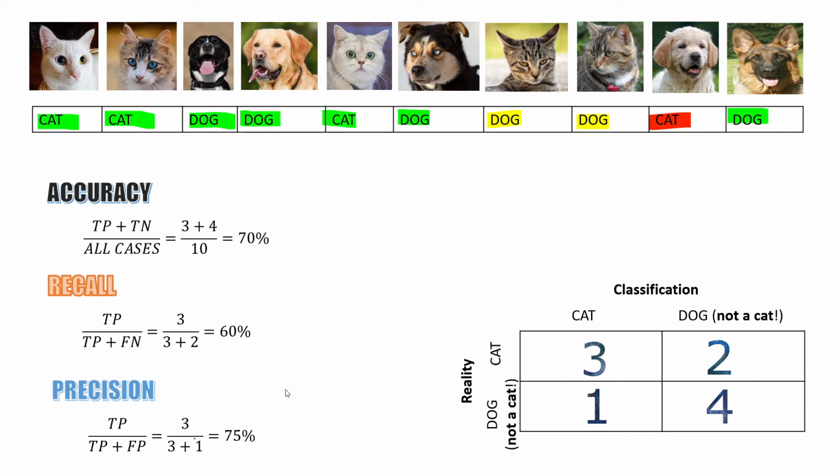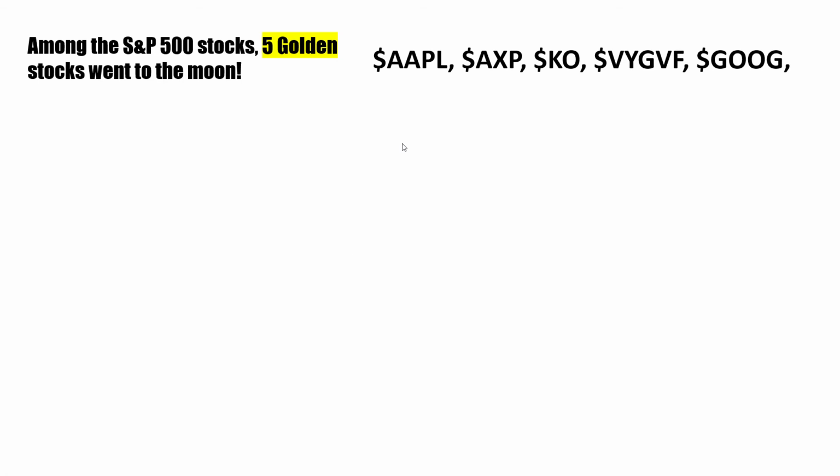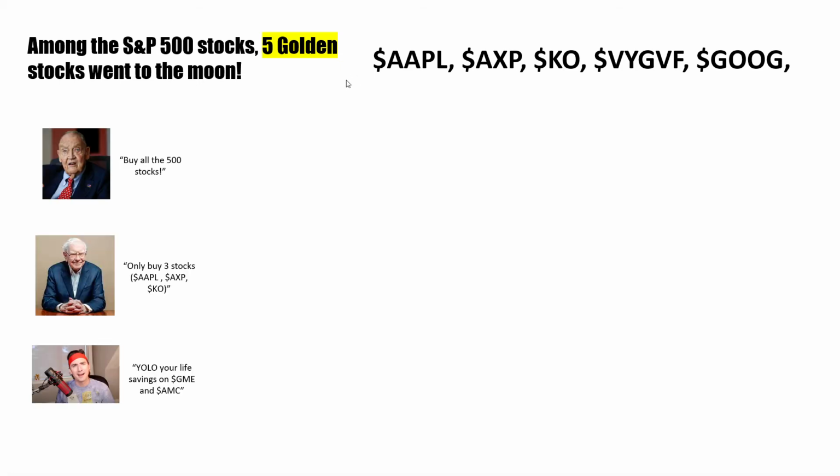Now, let's move on from the example of cats and dogs to a more practical example of investments. Suppose that among the S&P 500 stocks, the sample of 500 stocks out there, 5 golden stocks went to the moon. And for a moment, for simplicity, let's assume that those were the stocks of Apple, American Express, Coca-Cola, Voyager Digital, and Google. Now, you want to choose between the 3 investors here.